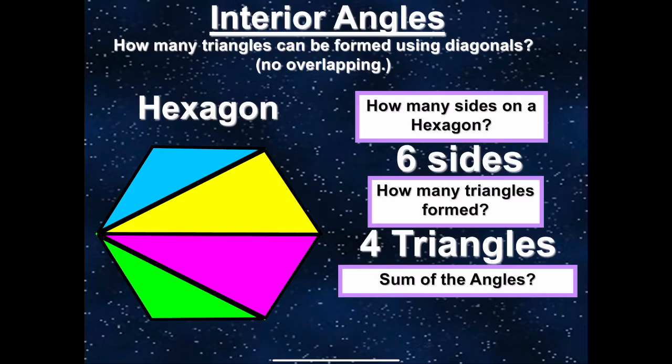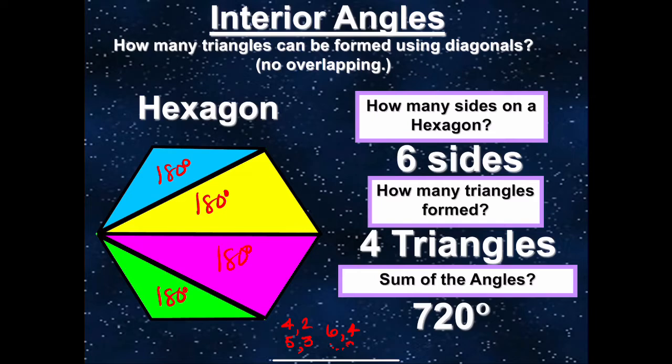Okay, again, let's look at the connection here. On the quadrilateral, we had 4 sides and 2 triangles. The pentagon has 5 sides, that had 3 triangles. This one, the hexagon, has 6 sides, and that has 4 triangles. Do you guys see what's going on? Hopefully you see the connection between the number of sides and the number of triangles. So 180 plus 180 plus 180 plus 180 equals 720 degrees.